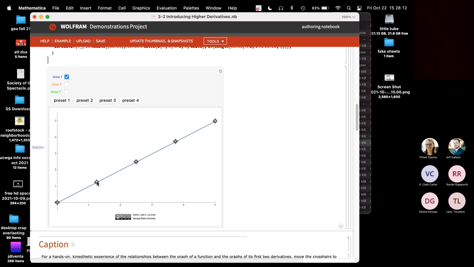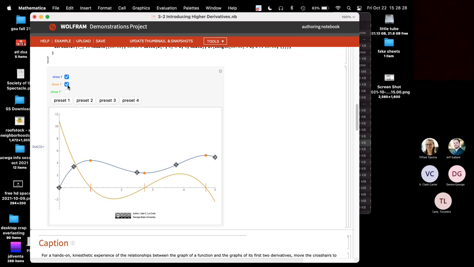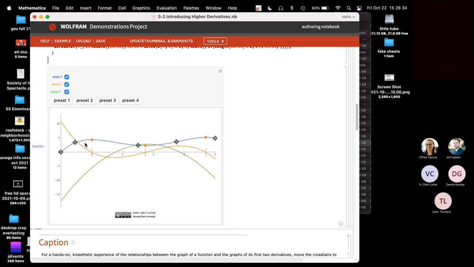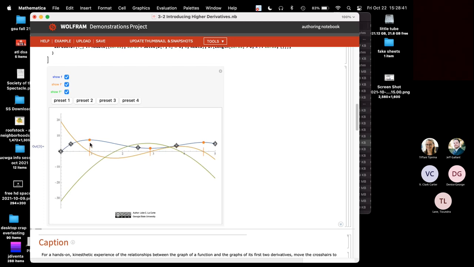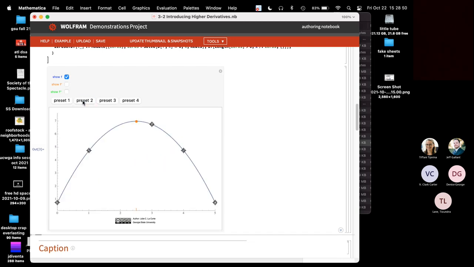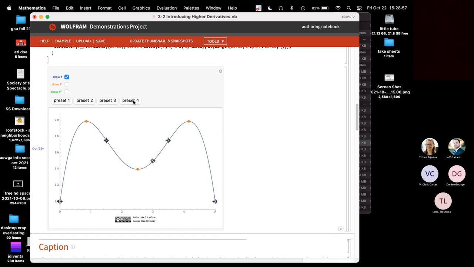What this applet allows us to do is to grab a hold of these crosshairs and bend the curve. Now, the student quickly discovers that orange dots are appearing on the graph. They can show the graph of the derivative. And without any coaching, just by playing around with this, students are able to draw conclusions about the relationship of the turning points of the graph and the zeros of its derivative. There are a few presets here, a linear, quadratic, etc. function to get students started playing around with this.